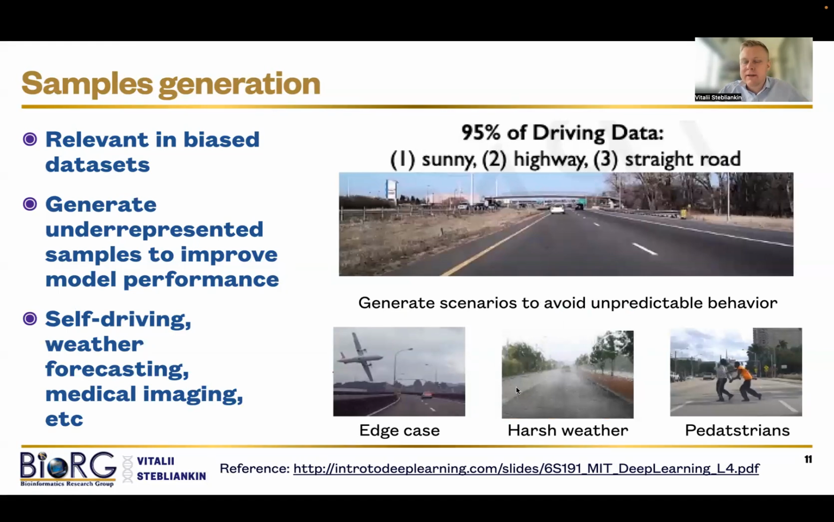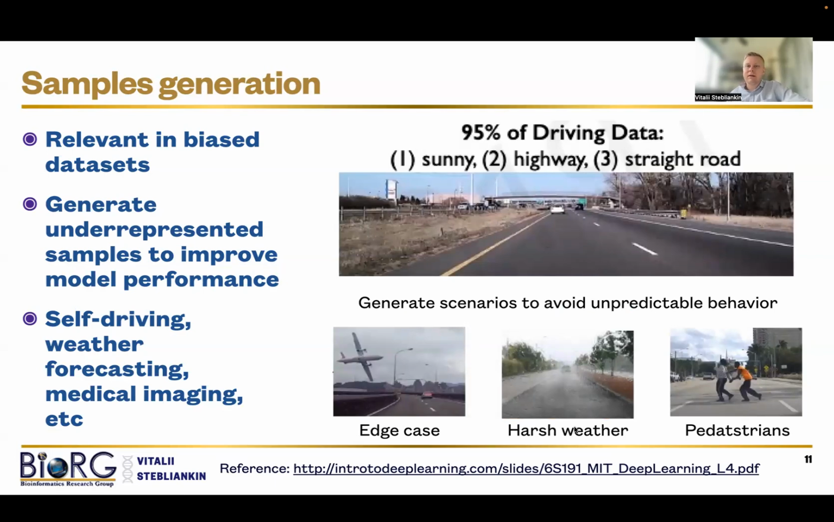So we also want to generate examples of harsh weather with a lot of rain. So maybe in hurricanes, right? So there is a very small chance that there is data on driving in hurricanes because it's dangerous. Nobody does this, right? But what if you have to? So we generate hurricanes, fire, tornado, and so on, such that the self-driving cars would be ready for those scenarios.